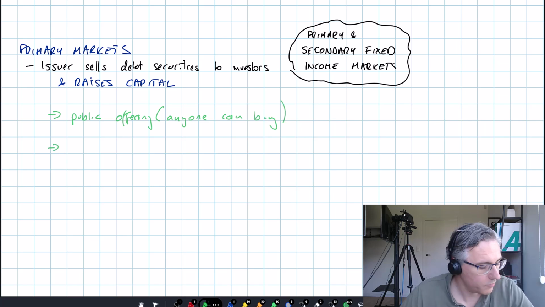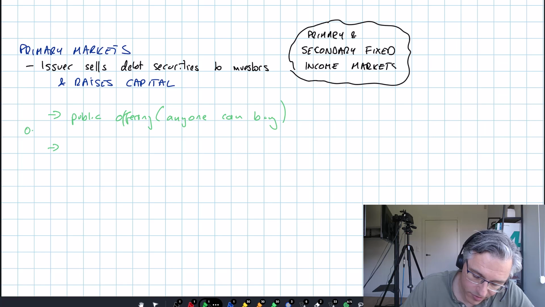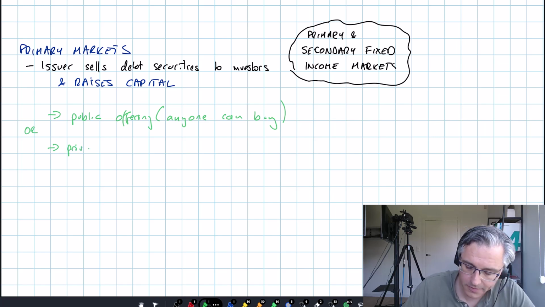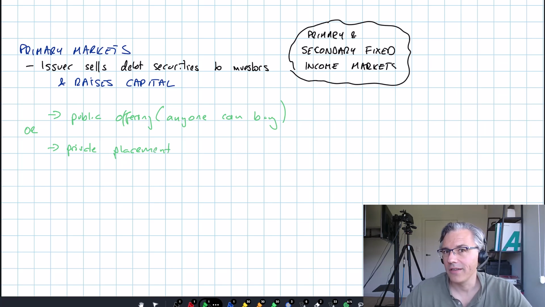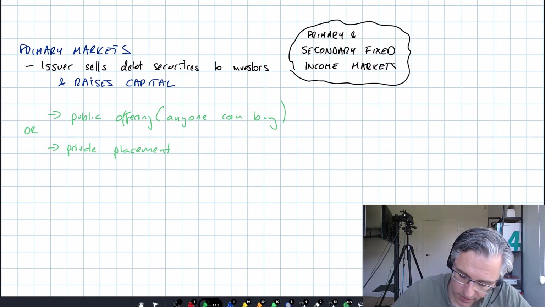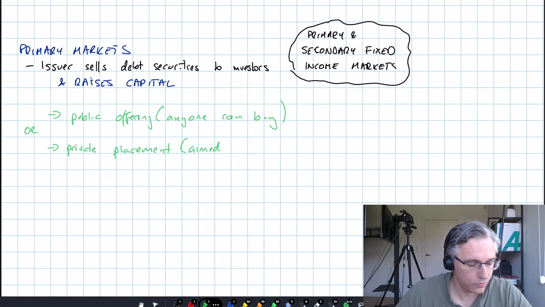Alternatively, this may happen via a private placement. And as the name suggests, in a private placement, you're aiming the offer at a selected group of investors who have been handpicked and invited to take part. So over here, this is going to be addressed to selected investors, a group of selected investors.